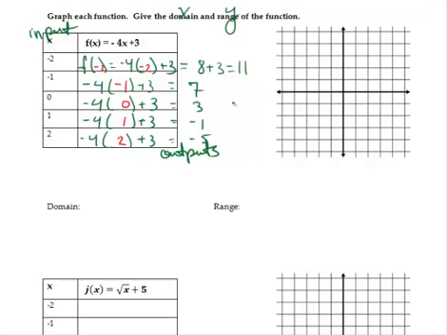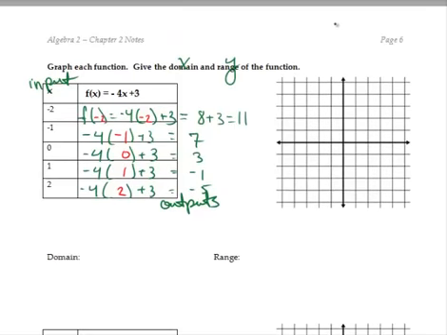And for this one, we have some pretty high numbers in here, 11, 7, 3, etc. So we have two choices. One, we can make 11 way up at the top of the page, or we could go by twos. Let's see if I can go by twos for this one. So here's 2, 4, 6, 8. There's 10. 2, 4, 6, 8, 10. So this is negative 10. And this is negative 10.